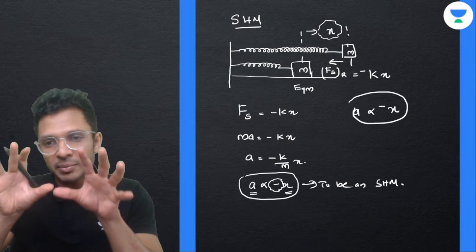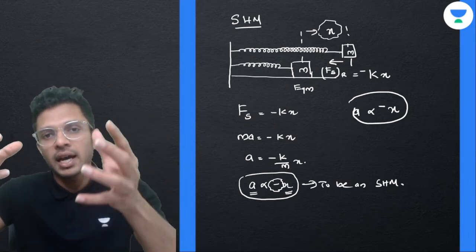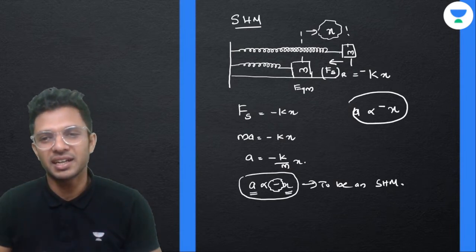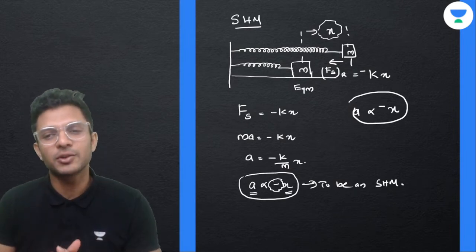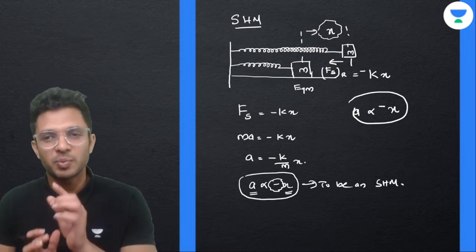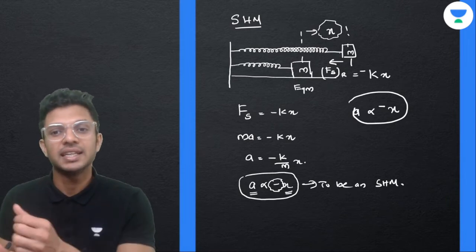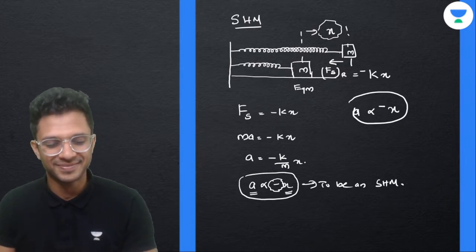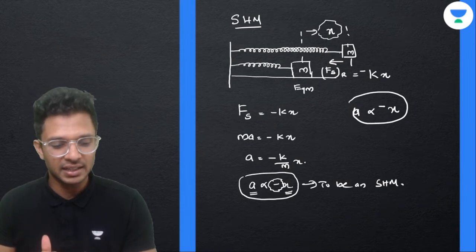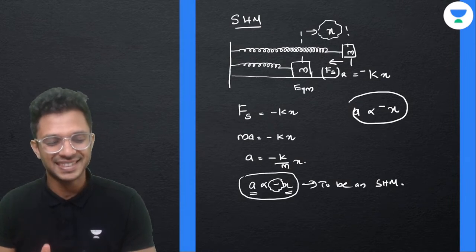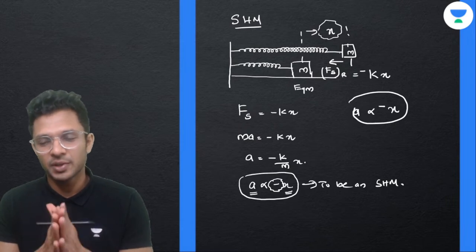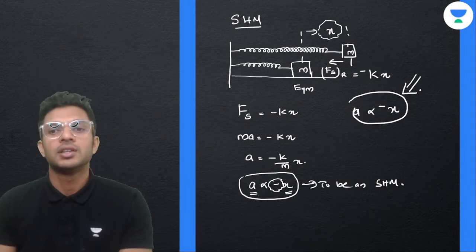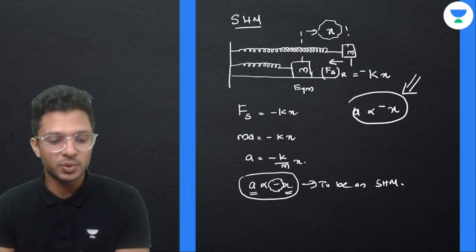Good afternoon. So, ye samajh mein aa gaya kya? When can we call an oscillatory motion a simple harmonic motion? When two conditions are being satisfied. When acceleration ka magnitude is proportional to the magnitude of displacement, and the negative sign shows the direction of acceleration is opposite to the direction of displacement. Fine, crystal clear. Got it, right? Okay. Now, this is the basic condition for any particle to undergo simple harmonic motion.